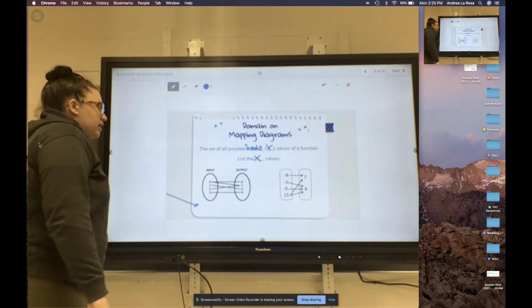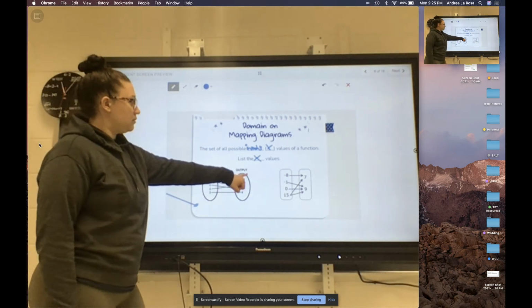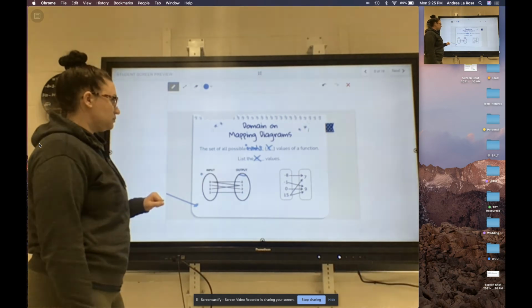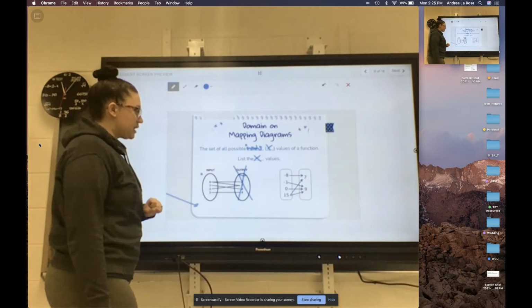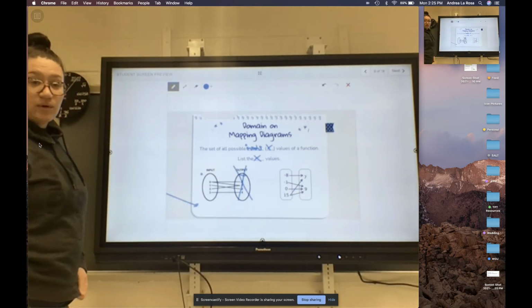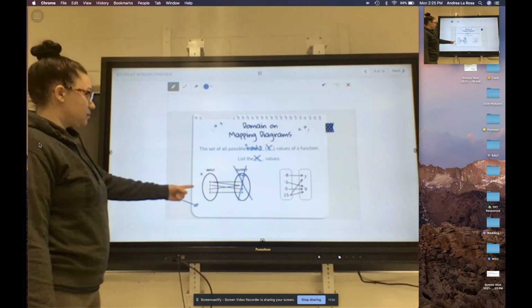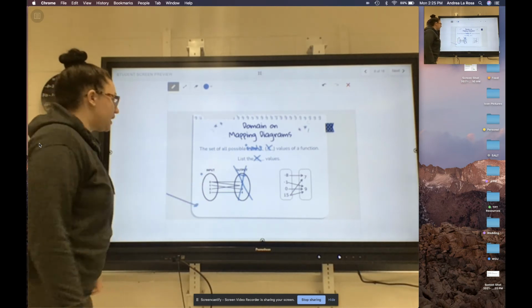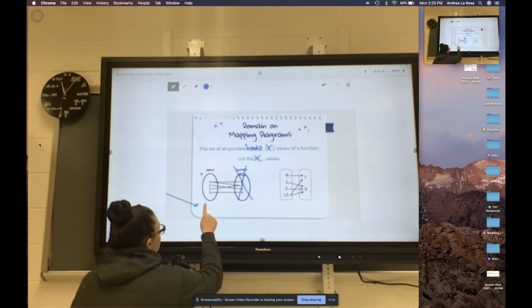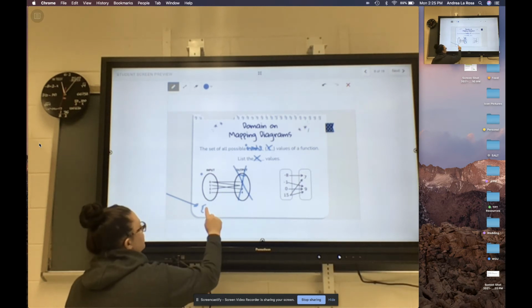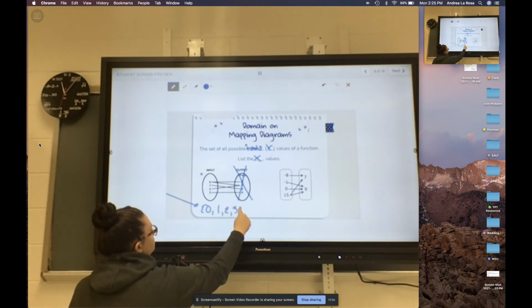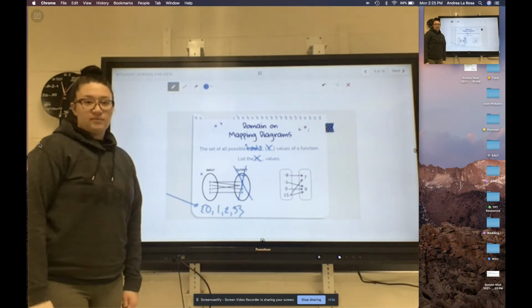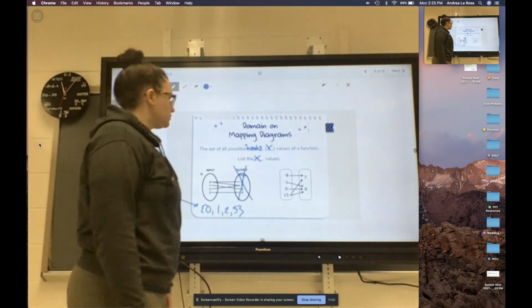On our mapping diagrams, is the X the input or the output? Which side is it? The X is my input. Don't care about those guys. So if I want to write my X values, I just write the numbers on my input side. So I have 0, 1, 2, and 3. Boom. I wrote down the numbers from my input.